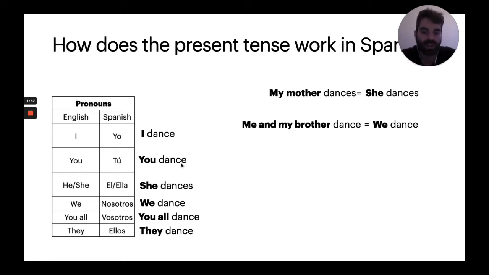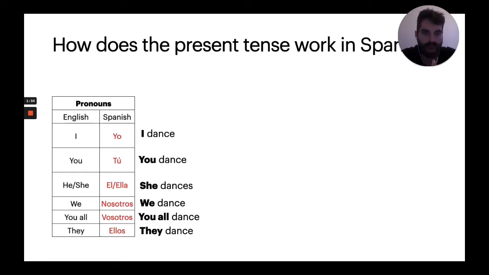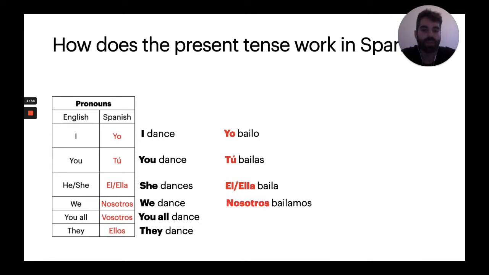So as you can see, I dance in Spanish would be yo, I, bailo, dance. You dance would be tú, bailas. She dances would be ella, baila. And we dance would be nosotros bailamos.